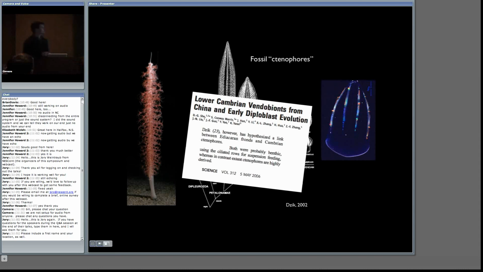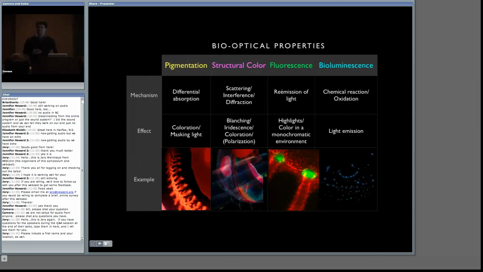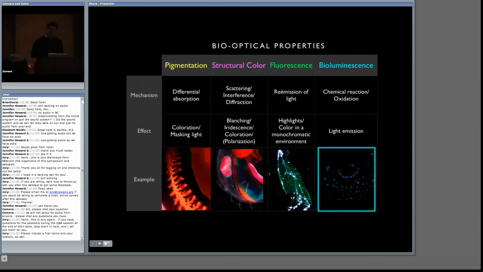All right, so those are some of the inhabitants of this environment. And now I'm going to talk about some of the adaptations in particular. And I'm personally focused on the bio-optical properties of these animals. There are some different ways that you can achieve color in the ocean. Pigmentation is what we use in our clothes, and the ink that we see on paper is all achieved through pigmentation.